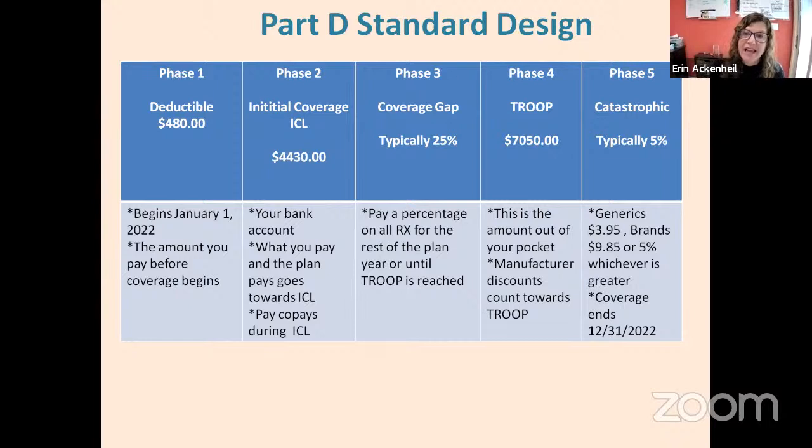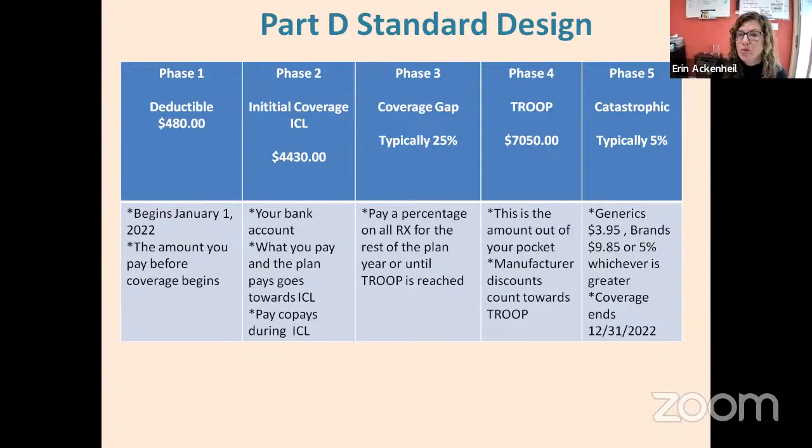The only way out of the gap is if their TROOP, or true out-of-pocket spending, reaches $7,050 for the calendar year. If that happens, they move on to the catastrophic level of Part D, and typically they're paying 5% of the cost of the prescriptions for the rest of the calendar year. Then come January, it starts all over again with the new basic design for the year.